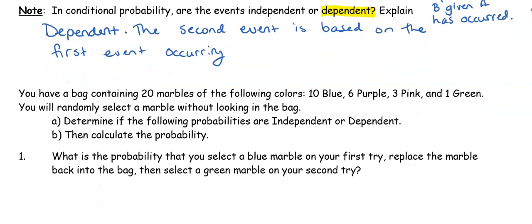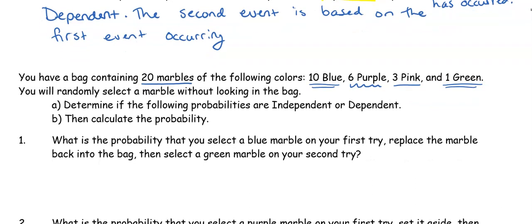So, okay, we're looking at our examples here, bringing everything together. You have a bag, and this bag is containing 20 marbles. There are 10 blue, 6 purple, 3 pink, and 1 green. We just double check. 10 plus 6, that's 16, 19, 20. So we've got 20, good, total of 20. We don't have any missing marbles there.